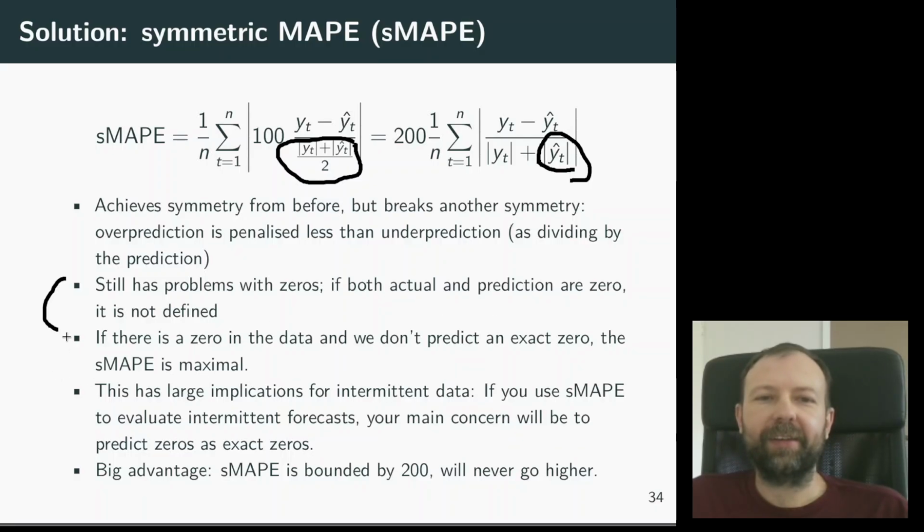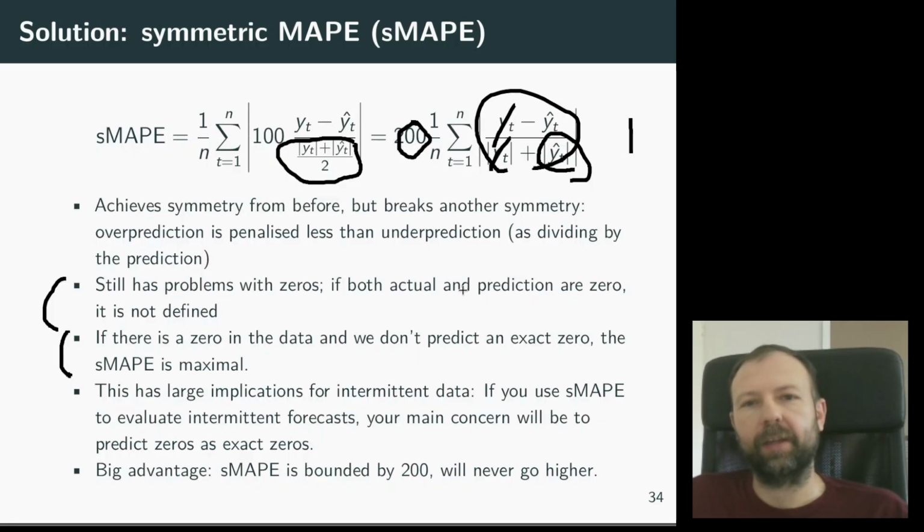Yeah, and another problem is that if there is a 0 in the data, but we don't predict an actual 0, the sMAPE is maximal, right? So let's say yt is 0, so that goes away. So we now have just yt hat divided by yt hat, and if this is 0, then it's kind of undefined, or we would probably then define it to be 0. But if you predict 0.0001, then this term here becomes 1, and your overall error is 200, which is the maximal error that the sMAPE can be.